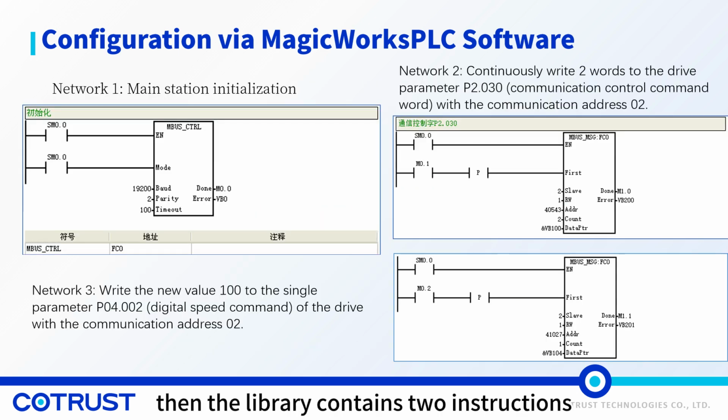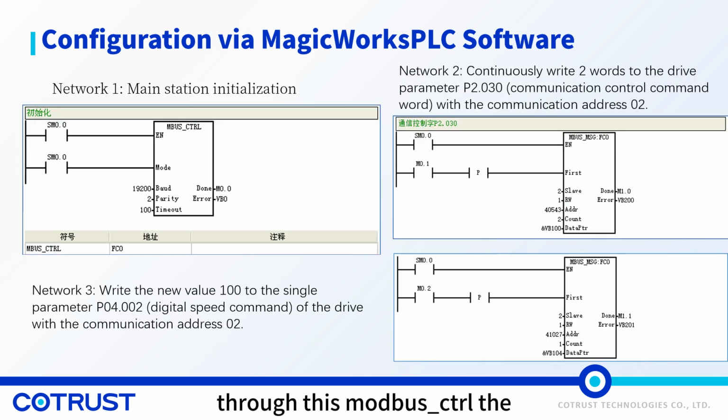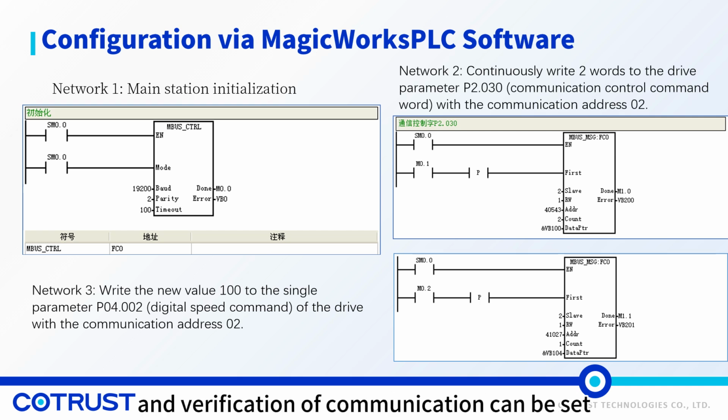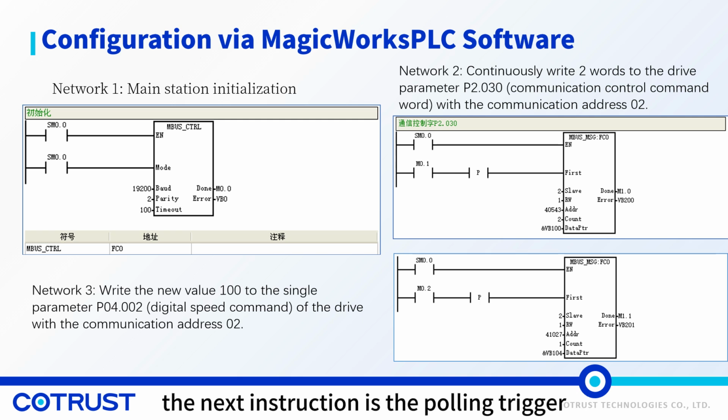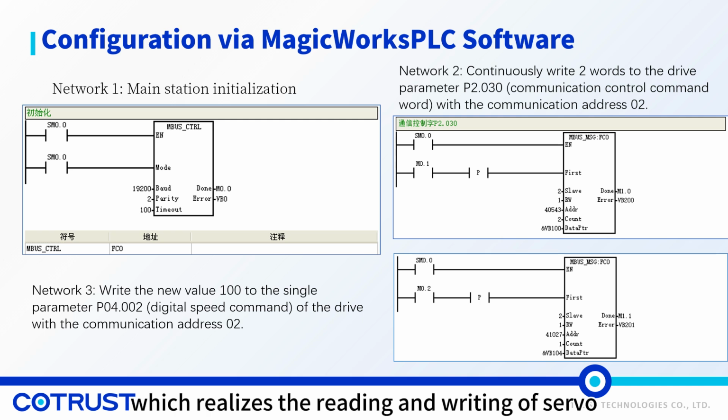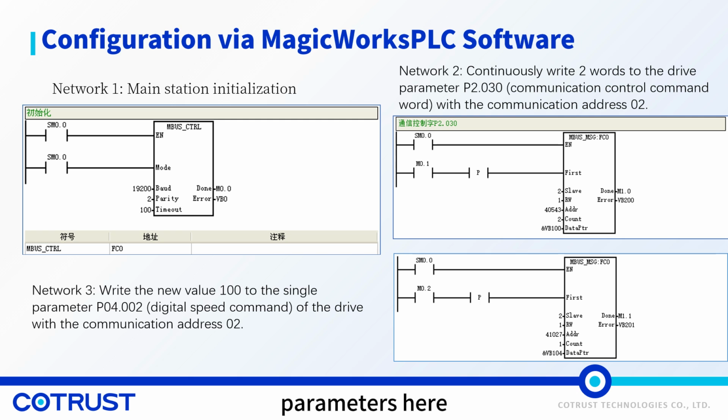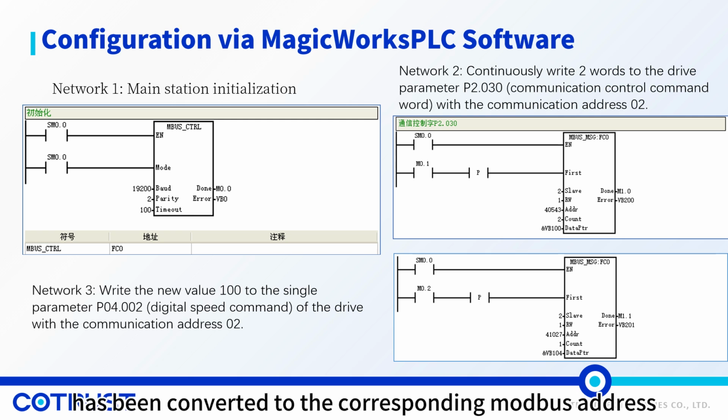Then the library contains two instructions. Through this modbus_CTRL, the master station can be initialized, and parameters such as baud rate and verification of communication can be set. The next instruction is the polling trigger for parameter reading and writing, which realizes the reading and writing of servo parameters. Here, the parameter address has been converted to the corresponding Modbus address.